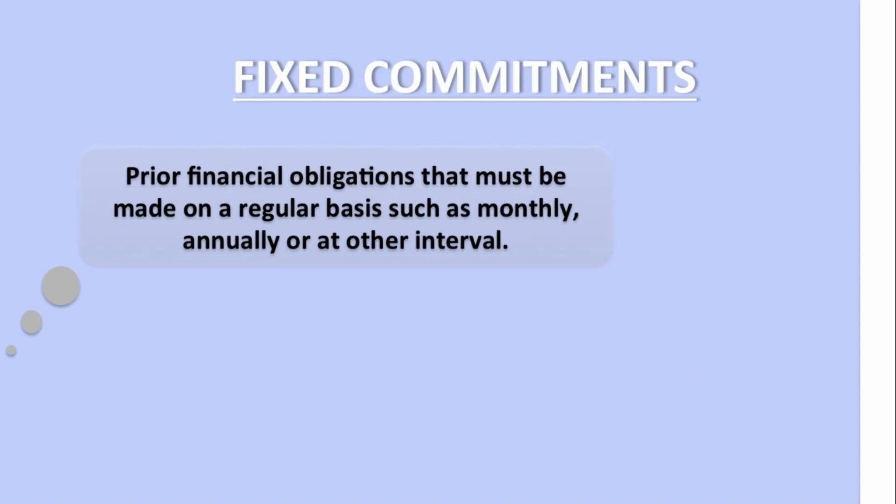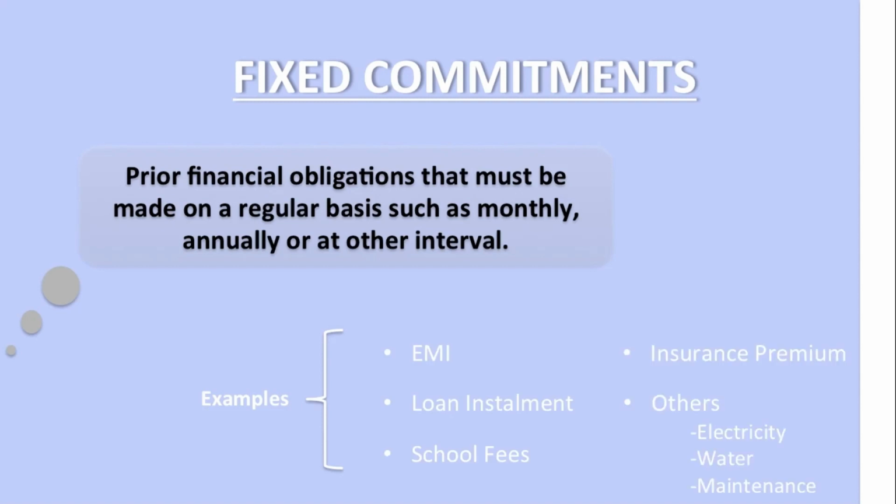Fixed commitments basically means any prior financial obligations that must be made on a regular basis, such as monthly, annually, or at any other interval, and this is known as fixed commitments. Some of the examples may include EMI, loan installment, school fees, insurance premium, different bills that need to be paid on a monthly basis, such as electricity, water, society maintenance, and bills that need to be paid on an annual basis, such as property tax, income tax, etc.